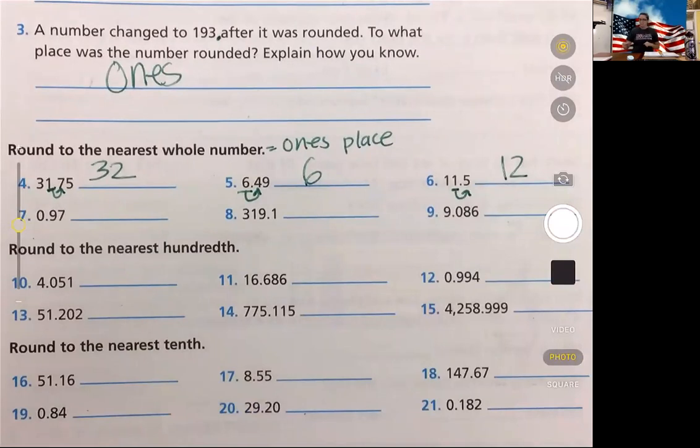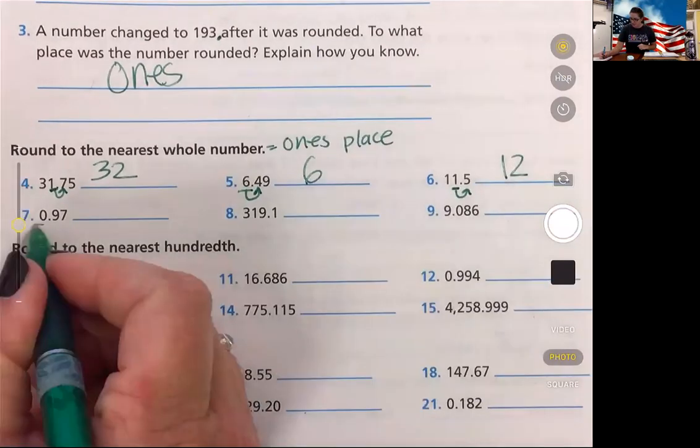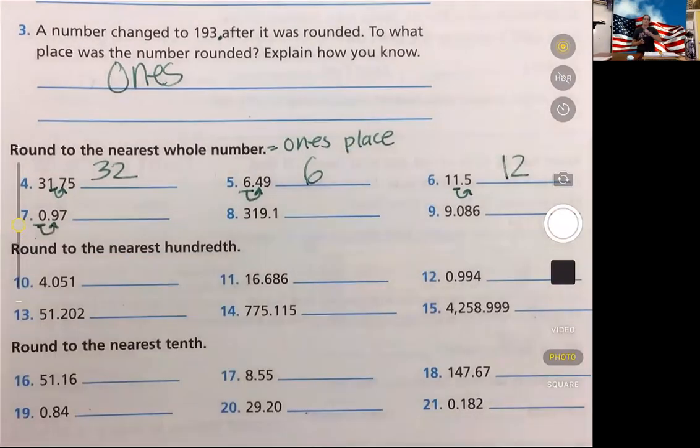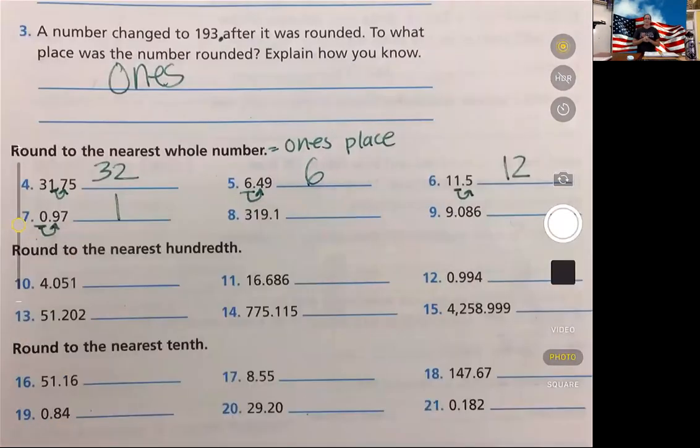Okay? Next one, they're trying to get tricky on us. Underline the ones place. I look behind it, there's a 9. What's that 9 gonna do to my 0? Round it up. Round the 0 up to a 1. There's my answer.